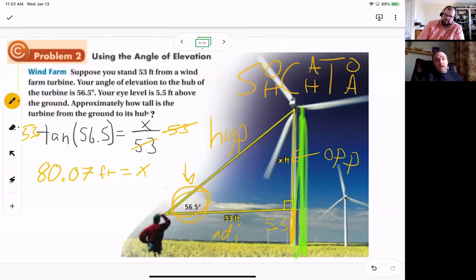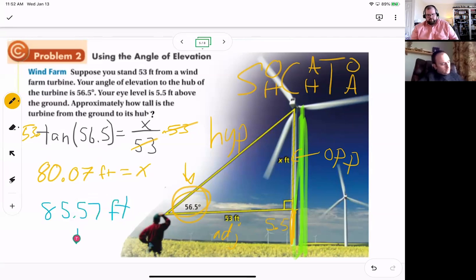Definitely no. Wait, we're not. We found out what x was. We want to figure out what the green thing is. So we have to add 5.5 to that. So it's going to be 85.57 feet tall from the ground. That's a misspelling, from the ground to the hub. Yes. Okay.